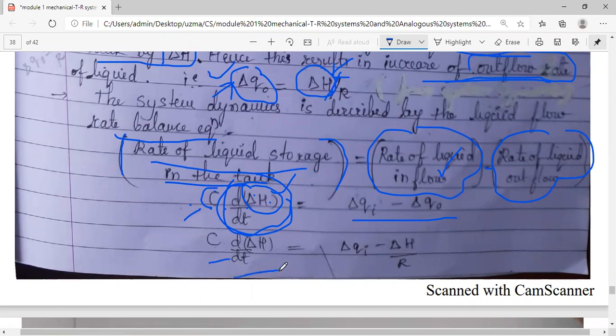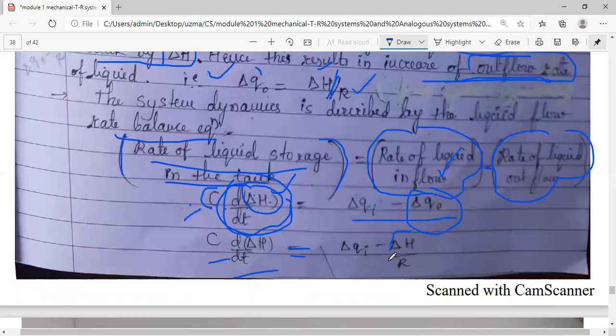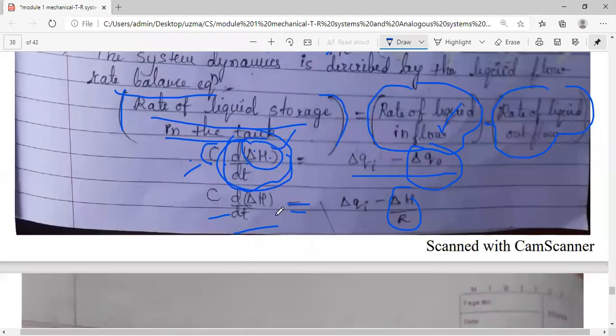So, d by dt of delta H is equal to... instead of delta Q naught, I have substituted the value. What is the delta Q naught value? Change in the height divided by the resistance offered by the outlet. That I have substituted here. Now, if you see here, the resistance value is a constant. The capacitance value is also a constant. Looking at the remaining parameters, I have delta Qi and delta H.